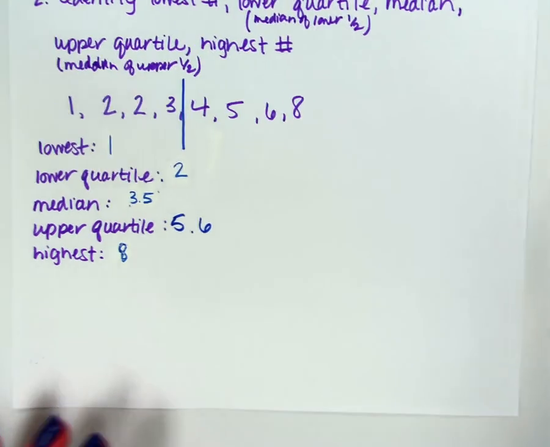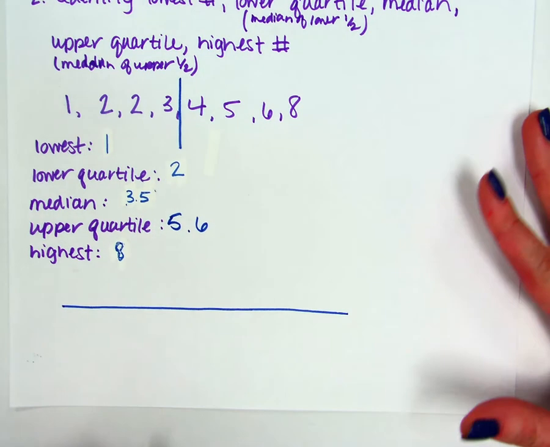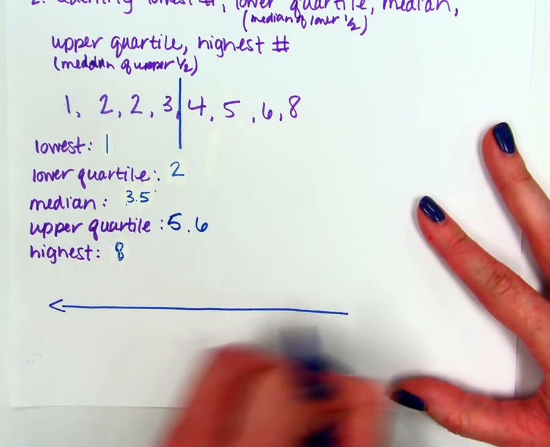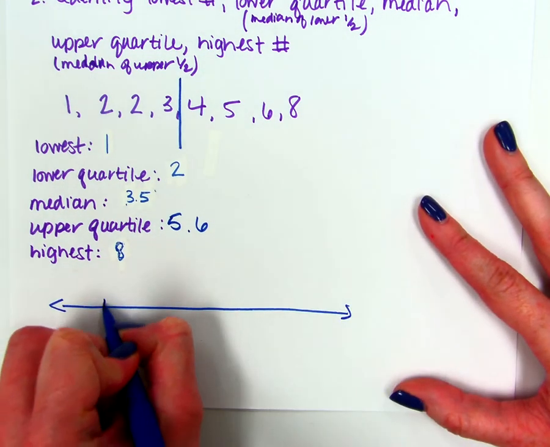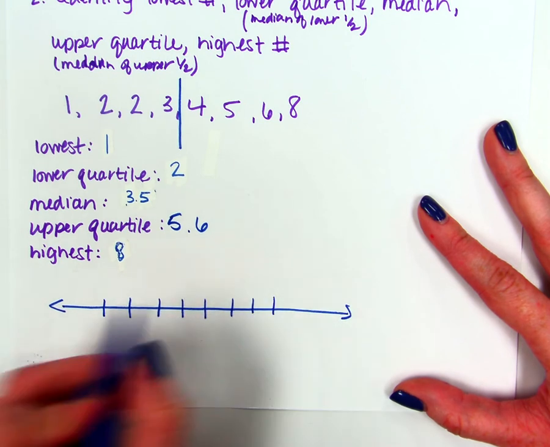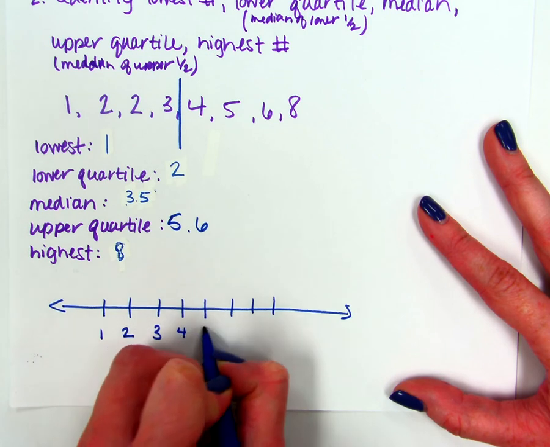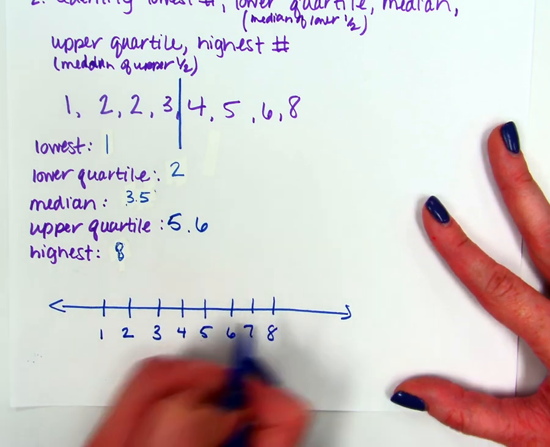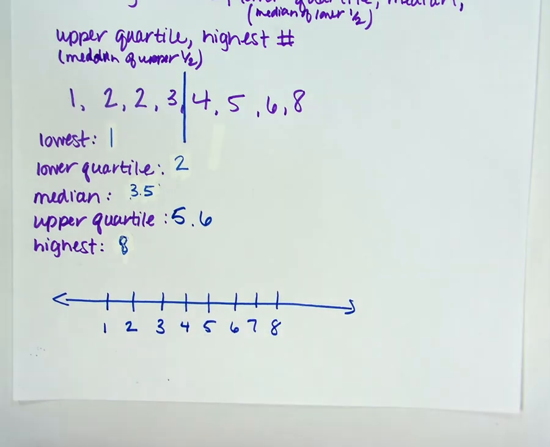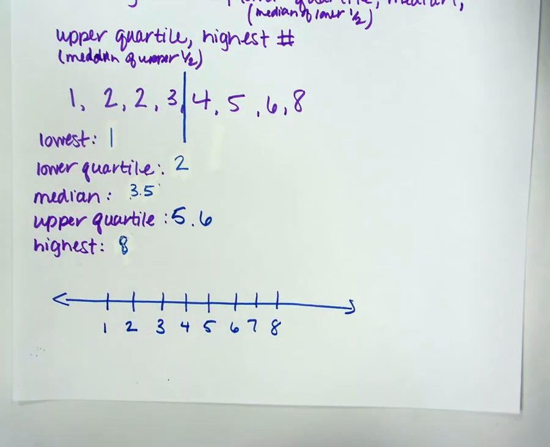So we're going to start out with a number line. I'm going to plot all my points on here. I'm going to label all of my points. And I'm just going to grab another color so you guys can see. So here's my number line.